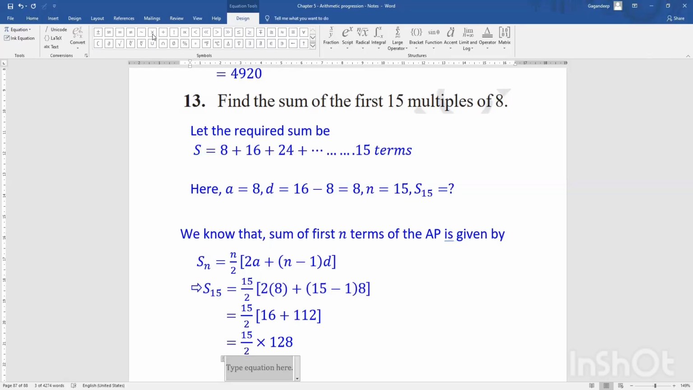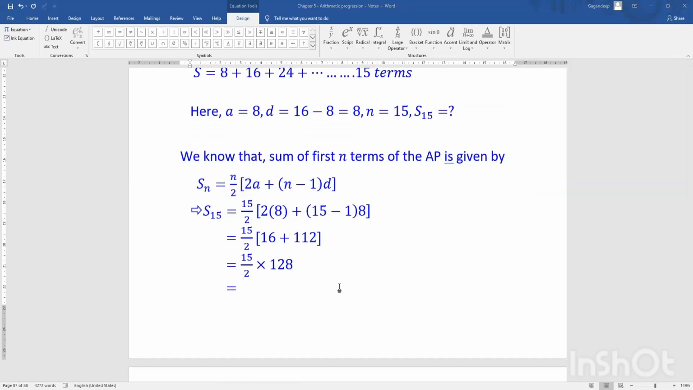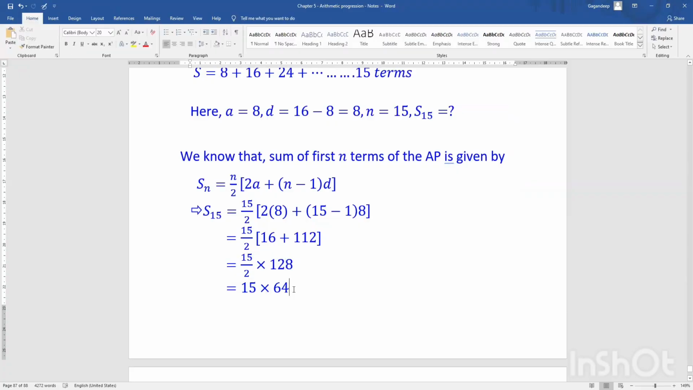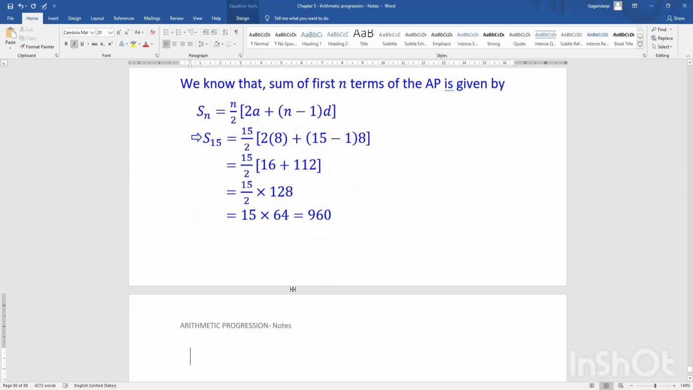Then 128 divided by 2 gives you 64, so 15 into 64, because 2 ones are 2, 2 sixes are 12, and then 2 fours are 8. So that's why 64. 15 into 64 will give you how much? It is 960. So that's your final answer.